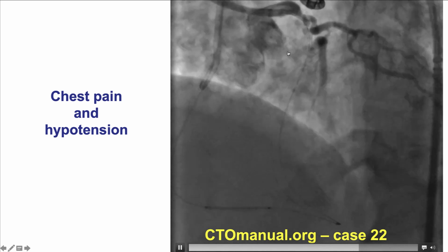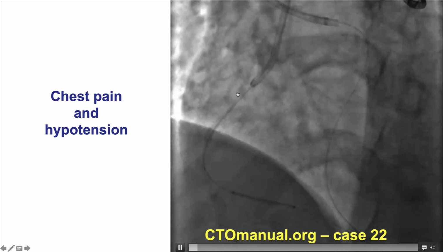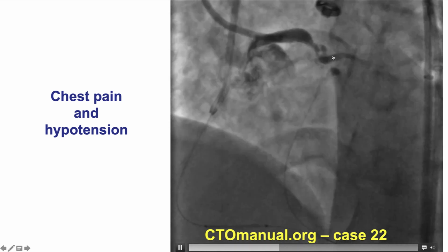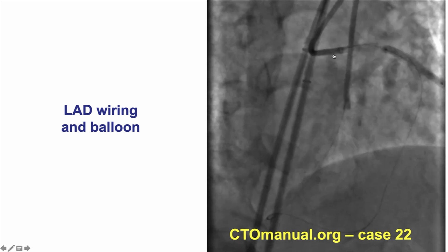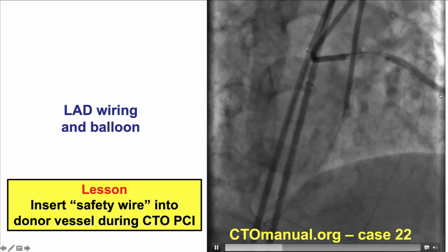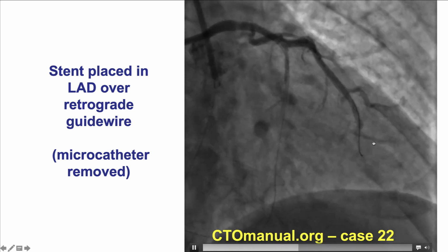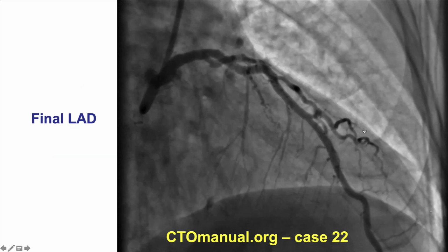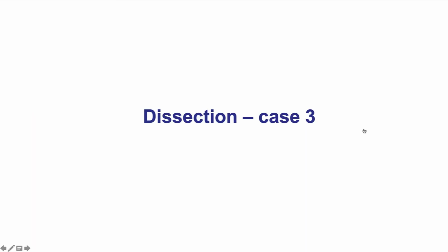And actually in CTO-PCI, any injury of the donor vessel can be a lethal complication because the occluded vessel is already not providing coronary flow. Therefore, the importance of the donor vessel is critical to maintaining cardiac function. So in cases like this, it is of paramount importance to act very quickly. In this case, there was ballooning and stenting. That's where the safety wire is critical. When going retrograde, a safety wire in the donor vessel can truly facilitate treating these complications. And then eventually, a nice result was achieved. The LAD was stented, flow was restored, and the patient did well.